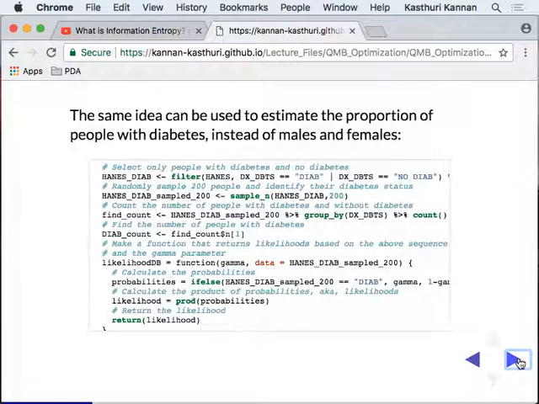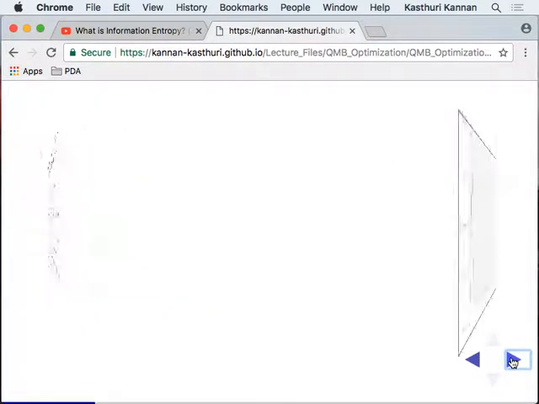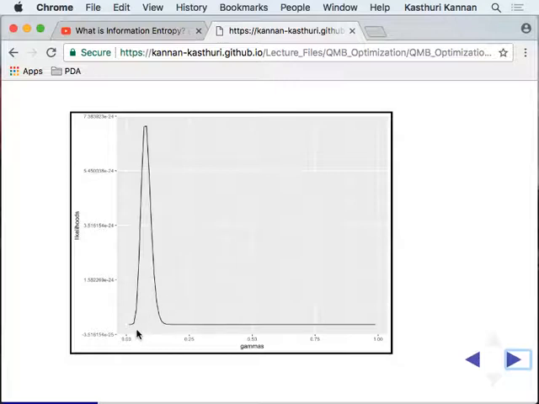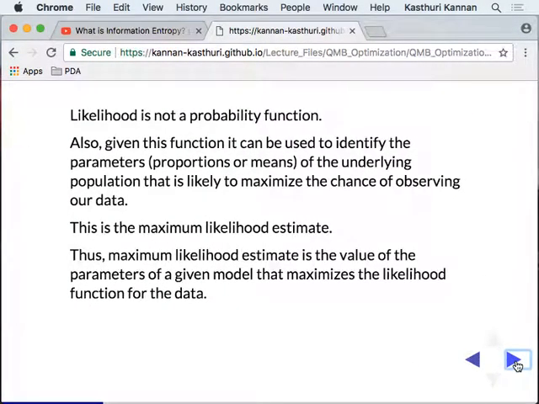The same thing can be used, for instance, to estimate the proportion of people with diabetes instead of males and females. I'm taking the diabetes population, sampling 200 people randomly, and trying to see the proportion of people with diabetes, and I have this. So for a different gamma, you will have a different likelihood, and you have this kind of distribution, or rather the likelihood function. So likelihood is not a probability. It's not a probability density, right? It is a function, but this function can be used to identify certain parameters underlying your observation, right?